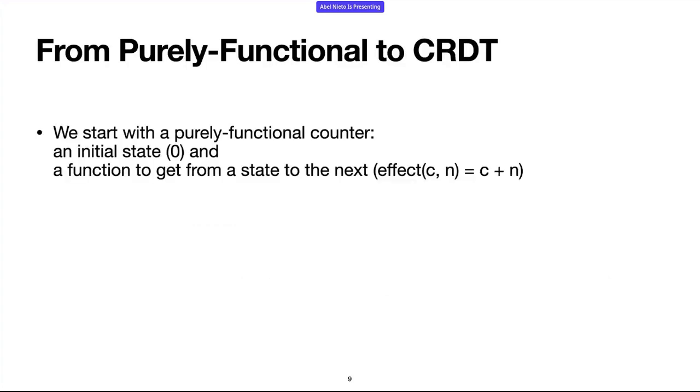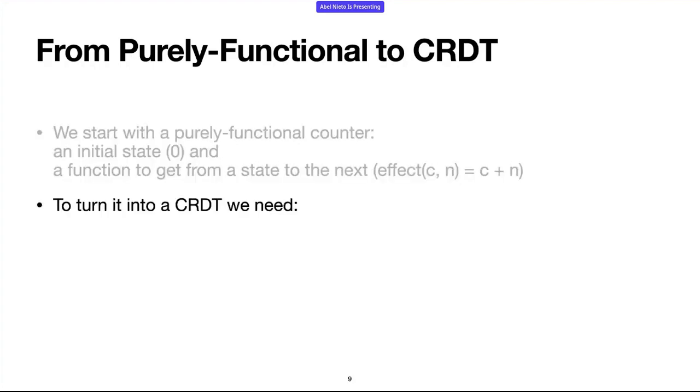Right, so what do you need to go from a purely functional data structure to a CRDT? Let's say we start with a purely functional counter. A counter has an initial state, let's say 0, and then you need a function effect that goes from the current state of the counter, call it C, to a new state C plus N, given that we have received an operation N, to increment the counter.